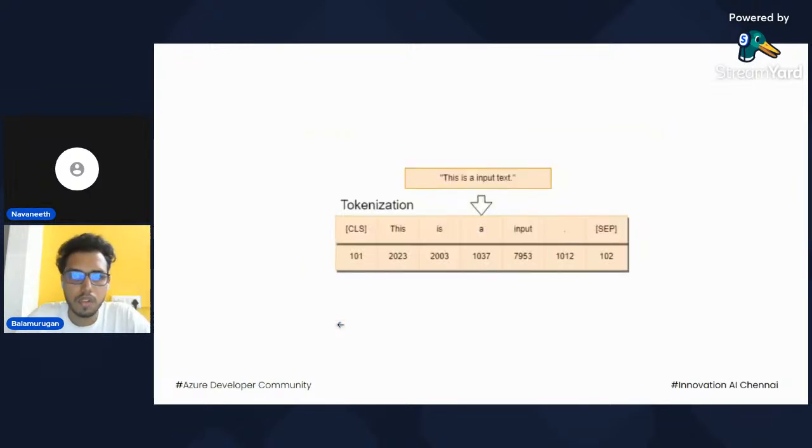Encoding means, first I'll take this sentence. This is the input text. This is a sentence, and it should be tokenized first. Tokenization, for simplicity, will be normal: we'll split based on spaces. Wherever a space comes, we split, and each space-separated word will be a separate token. So this is, yeah, input and full stop. These are the five tokens that we have. The CLS and SEP, I'll come to that later. These are called special tokens. No need to worry about it now. Just take this as the input.